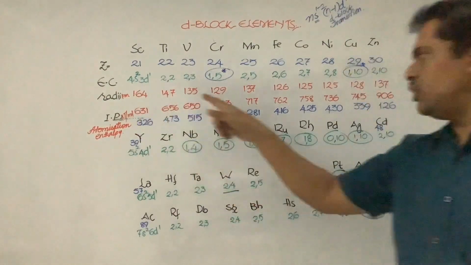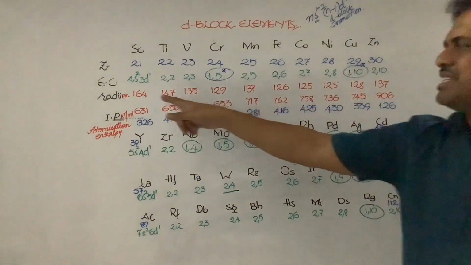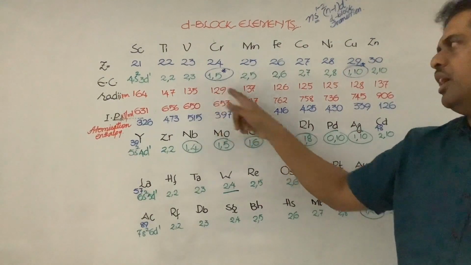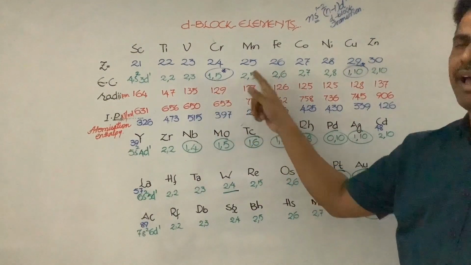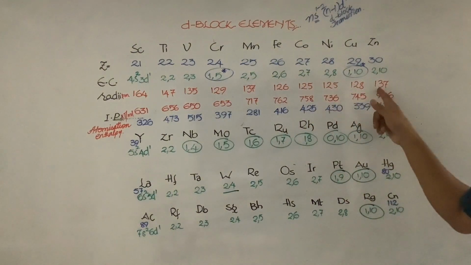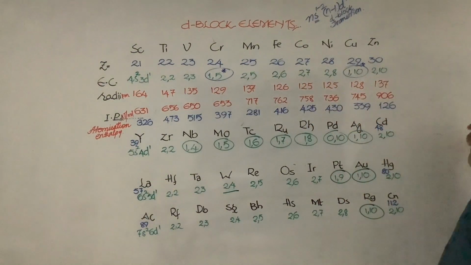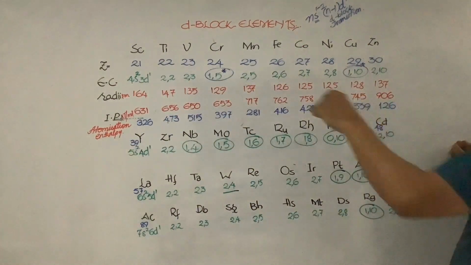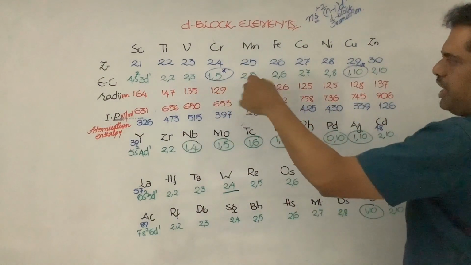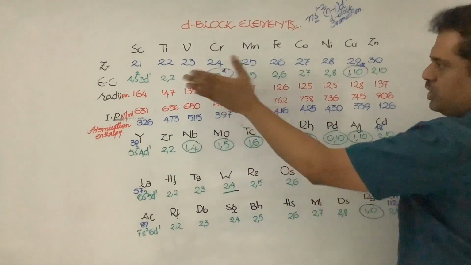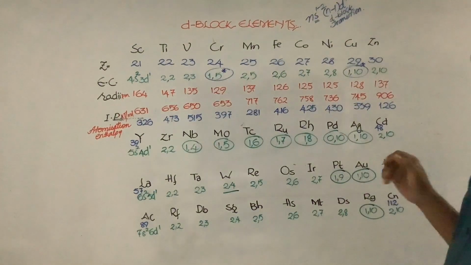164 is here. You can see 164, 147, 135, 129. Up to here it is decreasing. Then 137, a sudden increase is there, manganese. Then 126, 125, 125, 128, 137. So if you see the first element and the last element, there is a decrease. In between there are some exceptions, like manganese. These I have given for the radius of the metallic state.